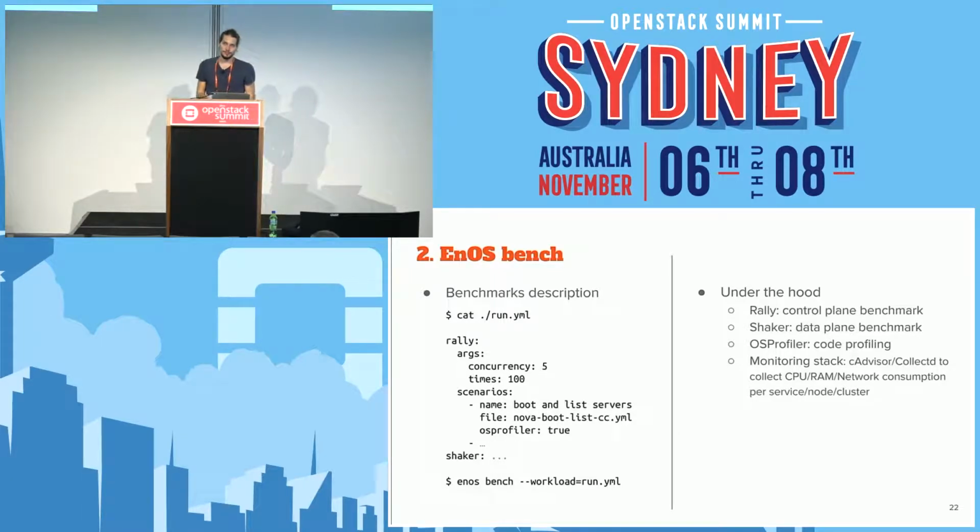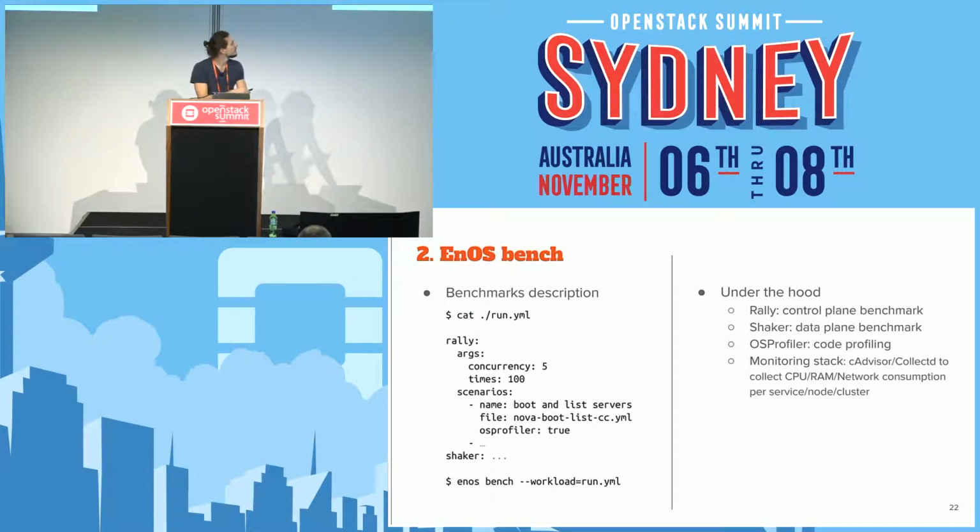Once your environment is ready and OpenStack is deployed, you can run 2 kinds of benchmarks. Using Rally, we can do a benchmark on the control plane, and using Shaker, we can benchmark the data plane. Benchmark scenarios in Rally and Shaker are described using scenario files, as you can see in this example. Here it's a Rally example where we apply the process of boot and list 100 times with a concurrency of 5.